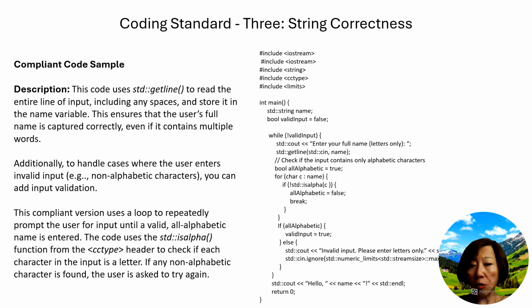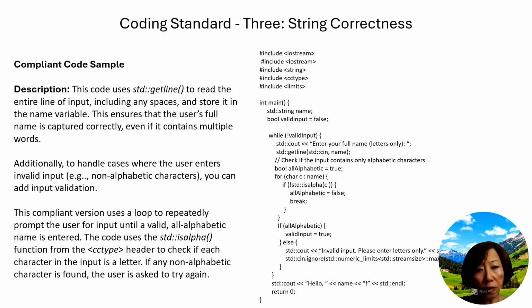Use std::getline to read the entire line of input, including any spaces, and store it in the variable called name. This ensures that the user's full name is captured correctly, even if it contains multiple words. Additionally, to handle cases where the user enters invalid input, for example, non-alphabetic characters, you can add input validation.